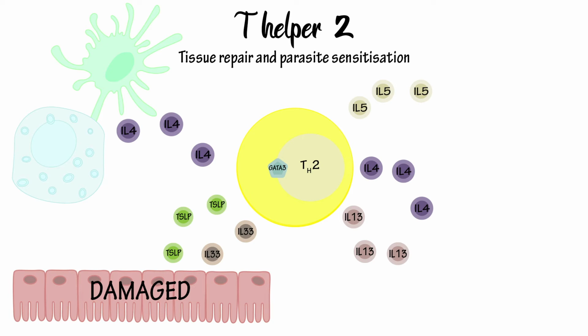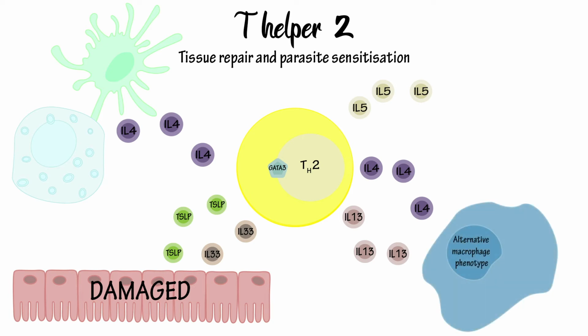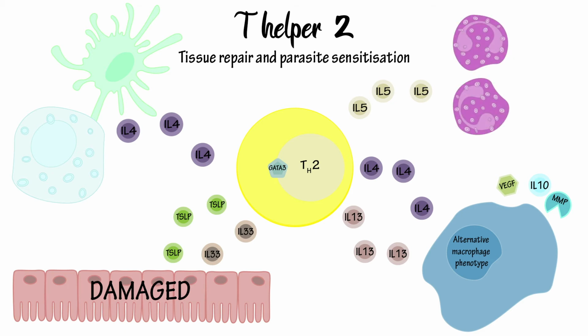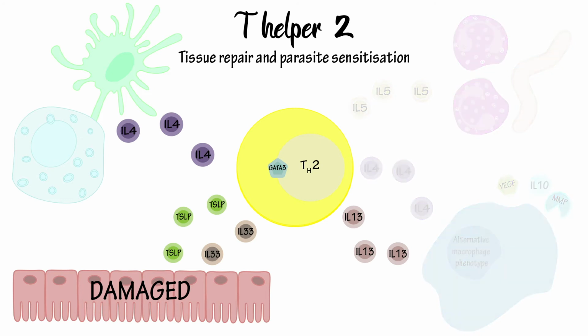IL-4 and IL-13 encourage an alternate macrophage phenotype, making them anti-inflammatory. The main cytokine that should trigger you to think anti-inflammation is IL-10. The main action of Th2 cells is carried out by IL-5. IL-5 sensitizes eosinophils to the parasite. So whenever you think of parasites, think eosinophils and IL-5.